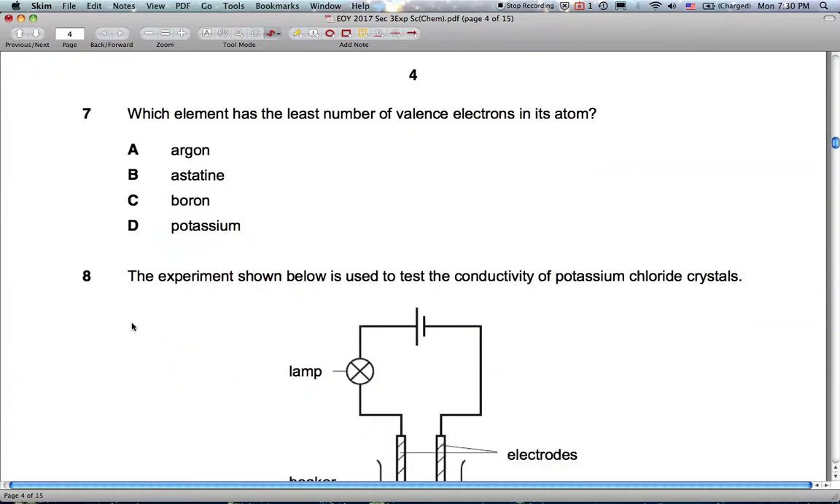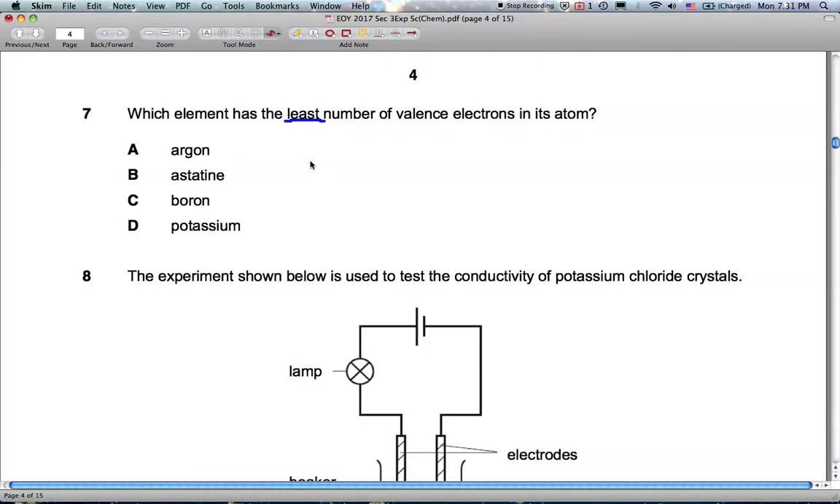Question number 7, which element has the least number of valence electrons in its atom? Okay, so the least number of valence electrons, we are looking at the electronic configuration. So if we want the least, we need to look at the electronic configuration.